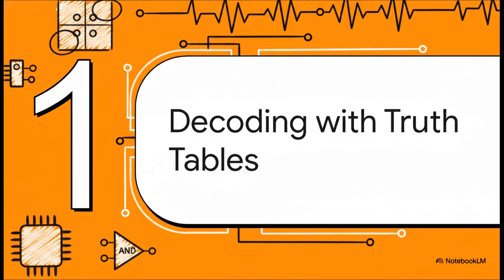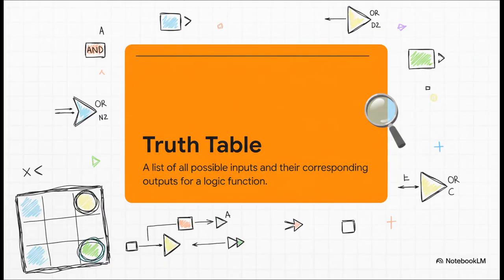First things first. Before we can simplify anything, we have to know exactly what our circuit is supposed to do, for every single possibility. And for that, we need our first tool, the truth table. You can think of a truth table as the ultimate instruction manual for a circuit. It doesn't care how the circuit works, just what it does. It meticulously lists every possible combination of inputs, all the A's, B's, and C's, and tells you the one correct output for each case. It's our rock-solid source of truth.